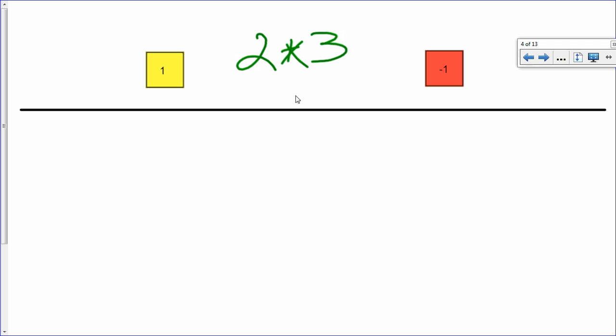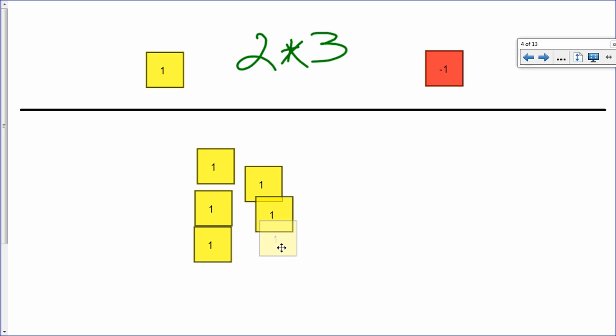If you have 2 times 3, what we're actually doing is putting in 2 sets of 3. 1, 2, 3. There's one set. 1, 2, 3. There's the other set. Our signs are both positive. Our answer then is positive 6.